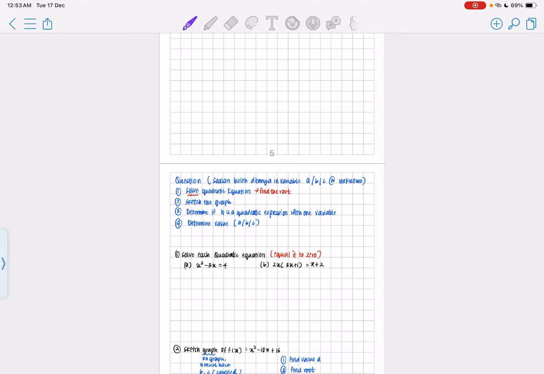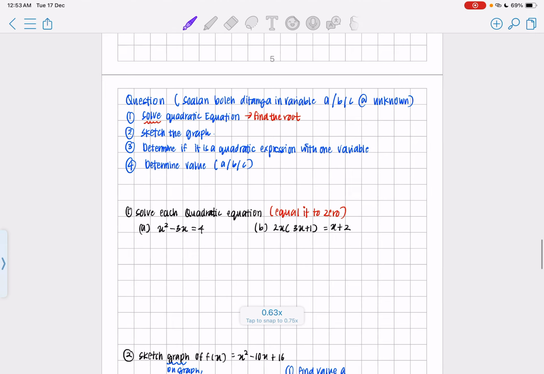Basics. Alright, now we're going to cover the questions that they usually ask. Okay. And for information, they can ask in bigger numbers, smaller numbers, or in variables A or B or C, or any unknown variables such as P, Q, X, Y, any variables. Okay, so for the first type of questions, we're going to learn how to solve quadratic equations.